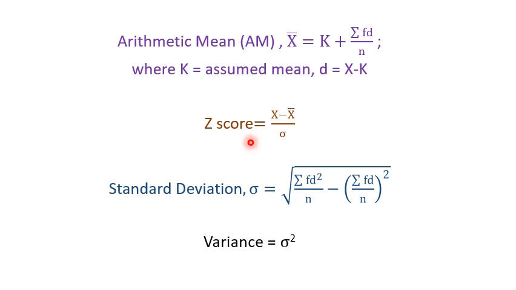The second formula we are going to use is the z value or z score, that is equal to x minus x bar divided by sigma, where sigma is the standard deviation, that is equal to under root of summation fd square divided by n minus summation fd by n whole square. And next we have to calculate the variance, that is equal to sigma square.